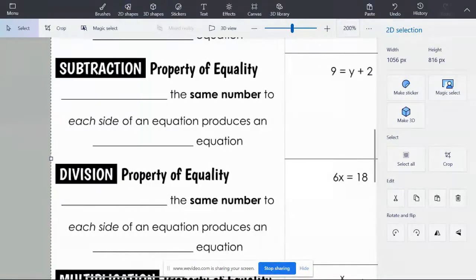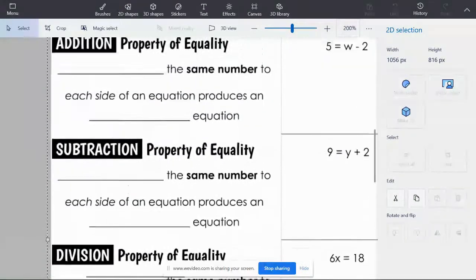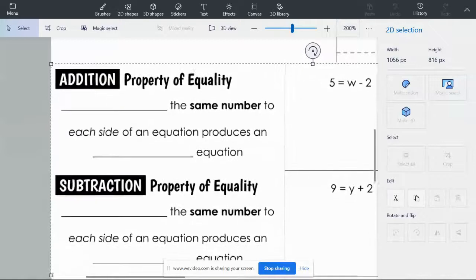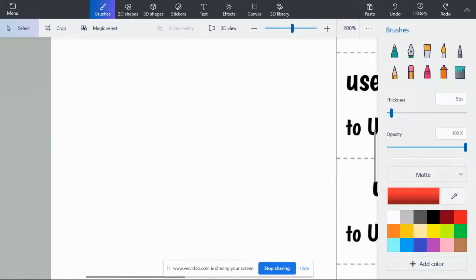let's see if I can get over there. There we go. Oops, actually, I'm doing the wrong thing there. One second.